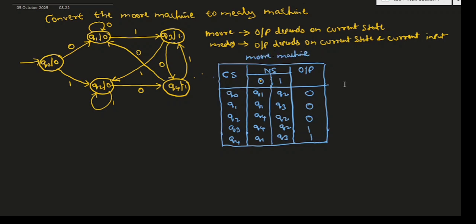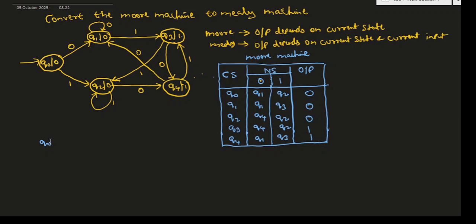Now we have to convert this into a Mealy machine. So how do we convert this? In a Mealy machine, the output depends not only on the current state, it also depends upon the current input. Now we can draw this Mealy machine.